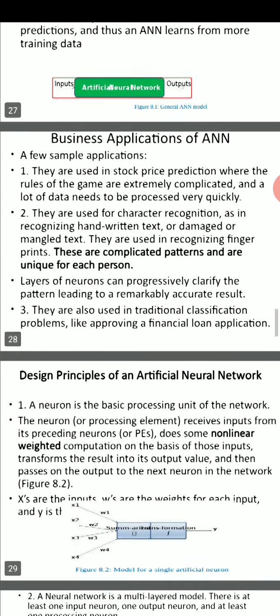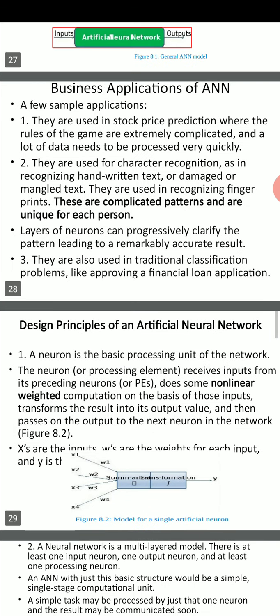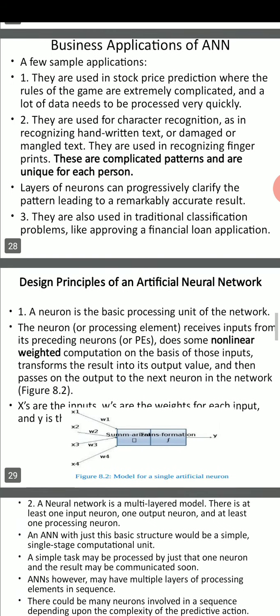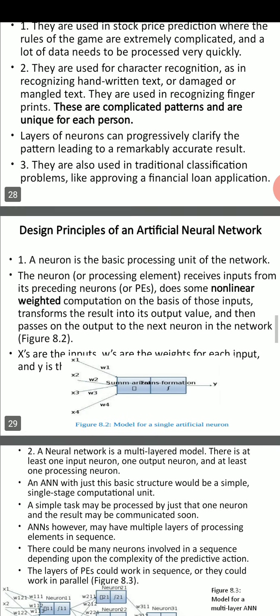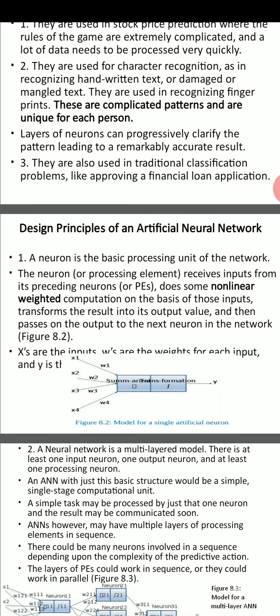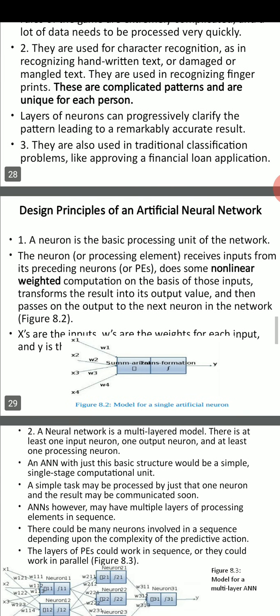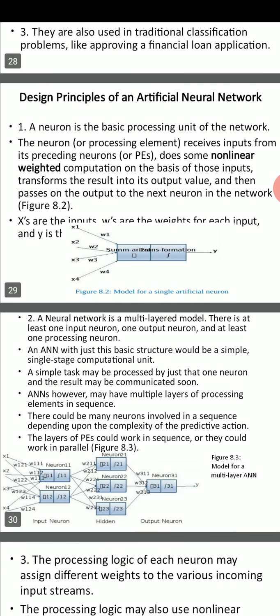A few sample applications: stock price prediction, where the rules of the game are extremely complicated and a lot of data needs to be processed very quickly, as in the case of artificial neural networks. They are used for character recognition, as in recognizing handwritten text or damaged or mangled text. They are also used in recognizing fingerprints, that is, fingerprint analysis.